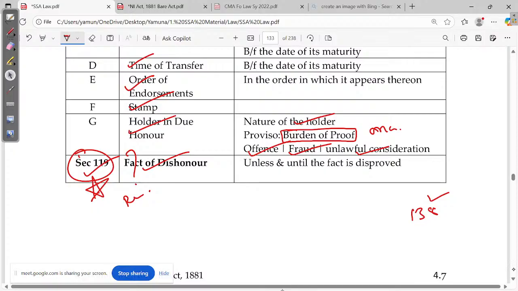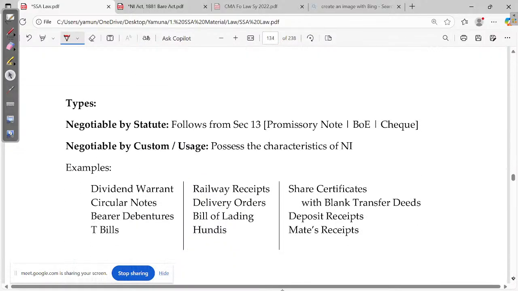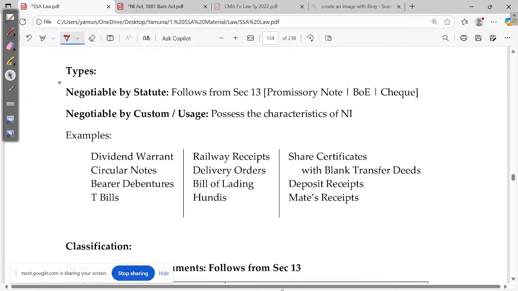That's why the section is mentioned here, 119. Okay. So 118 and 119 are often repeated. Then we'll go for types of negotiable instrument. Shall I take over? Okay. By statute, which means by law, by the act, it follows from section 30. It says only these three are negotiable instruments.